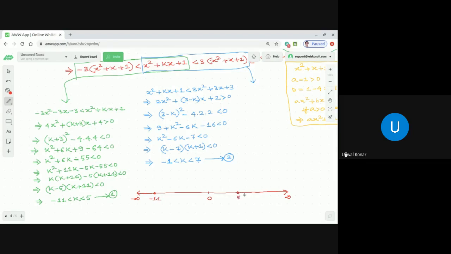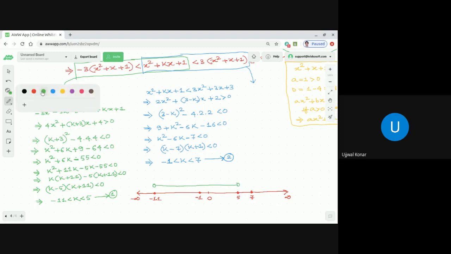I repeat, dear students, the relative positioning has to be correct. And for inequation 2, the first one is minus 1. Suppose minus 1 is here, and 7 should be to the right of 5. That is 7 here. Now let us draw in green color the inequality represented by inequation 1 on the number line. So minus 11 to 5. It will be an open interval because it is less than, so an unfilled circle, minus 11 to 5, should be something like this.